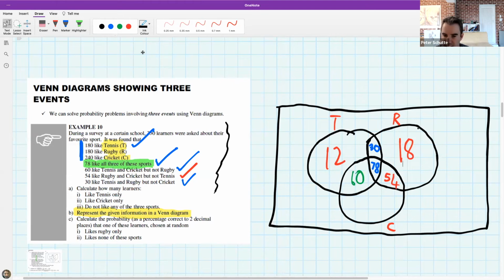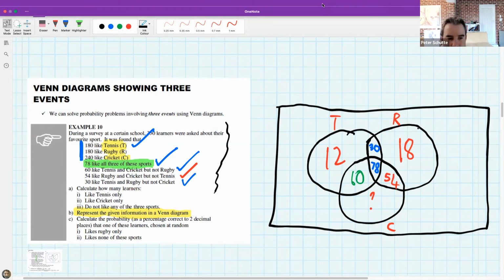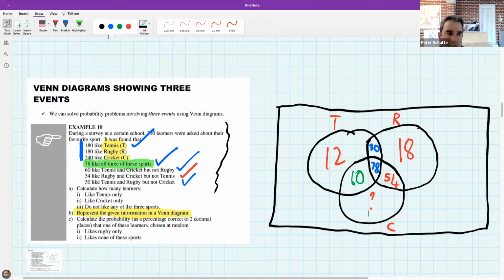I'm going to look at the chat now. I want to know, what do people think that region over there is? I've lost the chat for some reason. Where did I put it? So we know cricket's 240, so we go 240 minus 60 minus 78 minus 54, and we should get 48.